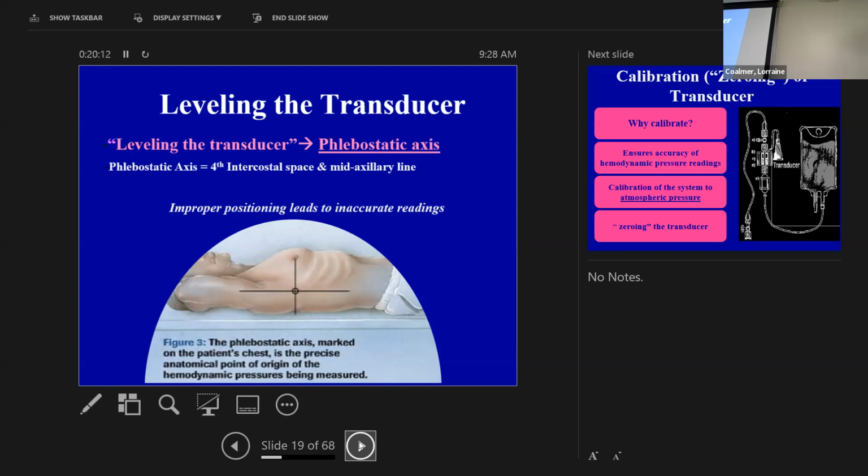So how we zero is, you see my blue cap? The blue cap comes off, and we put the stopcock to the sky. Stopcock to the sky. Now this is open to atmospheric pressure. I go over to the monitor, I hit the word that says zero, then I walk back over, and it goes to zero, like my scale.